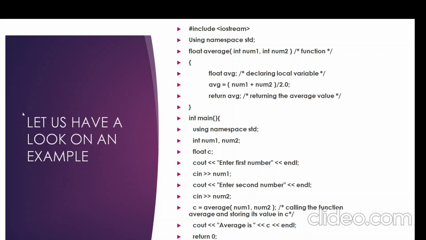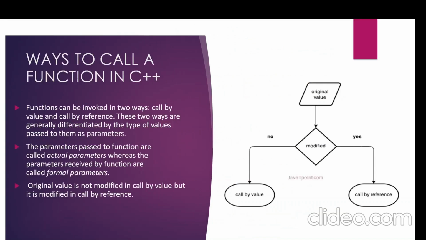So by writing C is equal to average of num1 and num2, we are calling the function average with two parameters. Now average is called and it calculated and returned the average value of num1 and num2, whose value gets stored in variable C. One important thing is that if a function doesn't return anything, then its return type is written as void. Now let us see the ways of calling a function in C++.